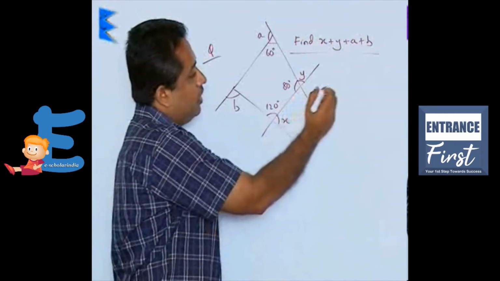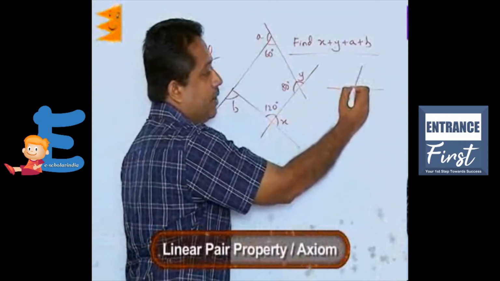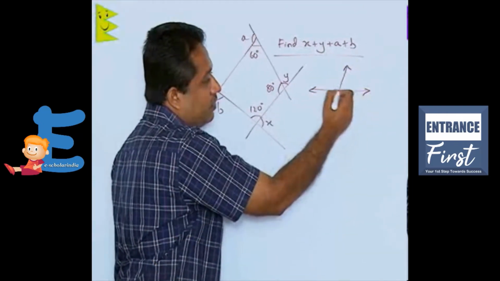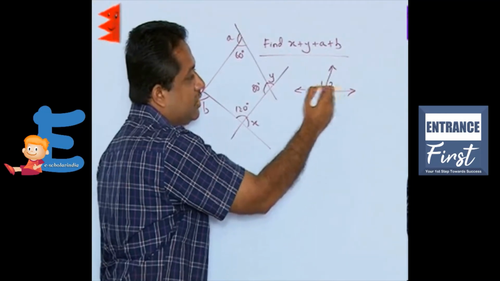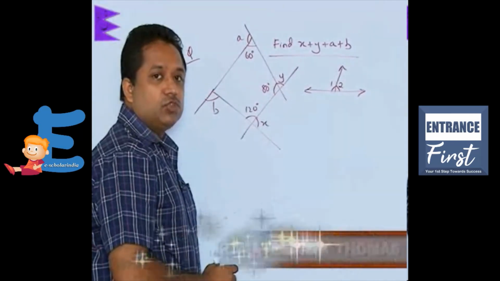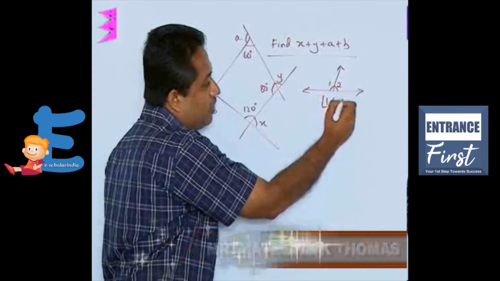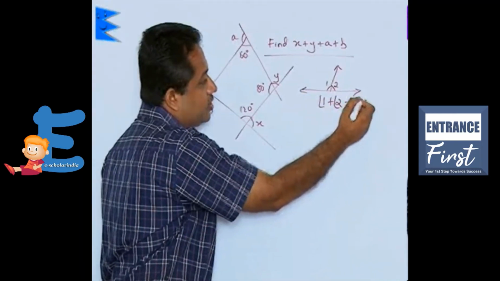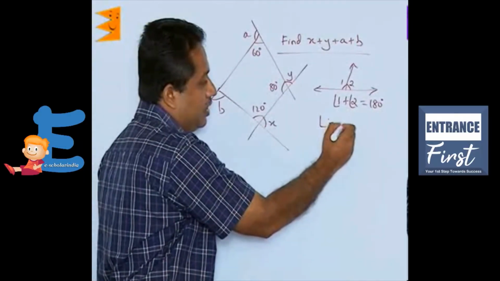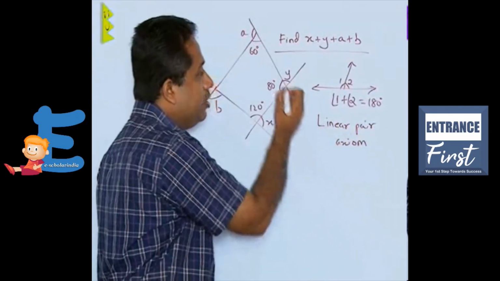Here we will have to remember one property before solving this question, which is called the linear pair property or the linear pair axiom. What is the linear pair axiom? If you have two angles lying along a straight line, the linear pair axiom says that the sum of those two angles will always give us 180 degrees. So here we can say that angle 1 plus angle 2 is 180 degrees. So in this question we will have to use this linear pair axiom and use this property to find out these unknown values.